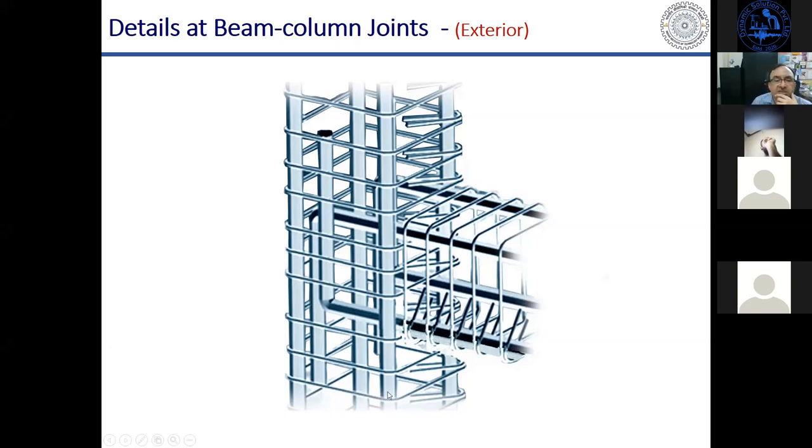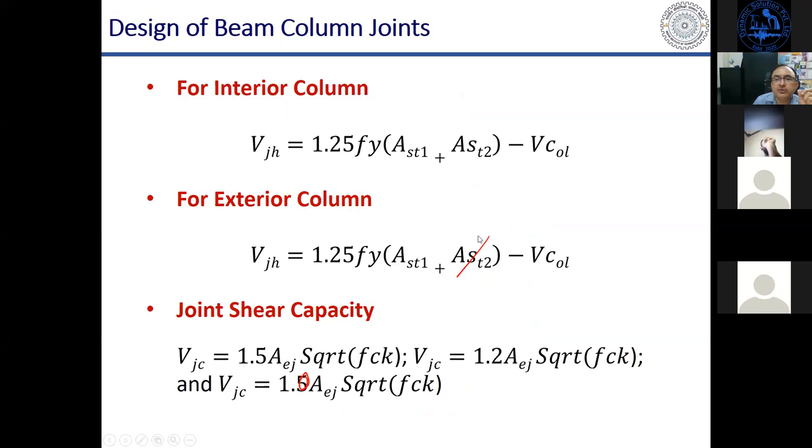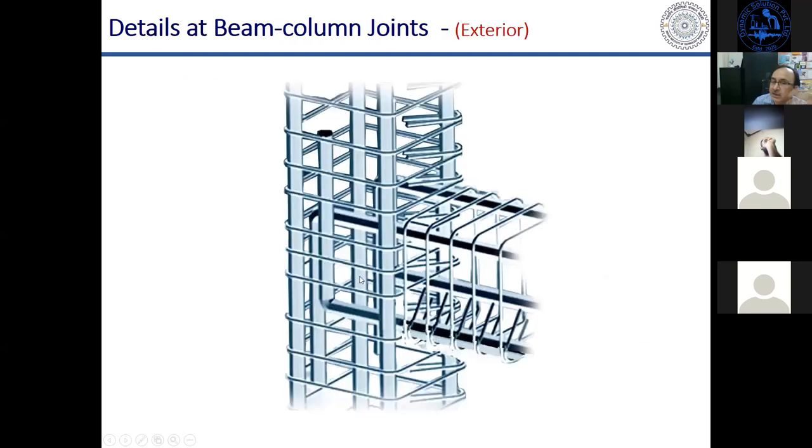So in case of an exterior joint, the same special confining reinforcement with maximum spacing 100 will be continued inside the joint. This reinforcement will act as confinement as well as the shear reinforcement. If the shear reinforcement required for this difference of demand and capacity is more than this reinforcement, then that much will be provided. Otherwise, this reinforcement will take care of the shear reinforcement also.